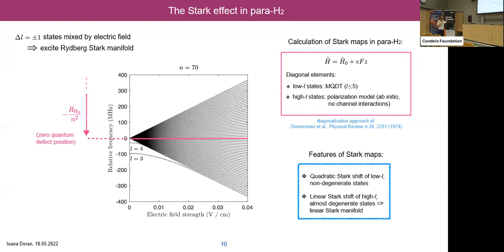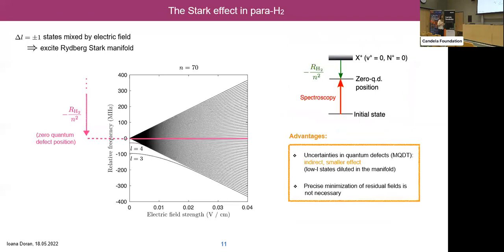For low L states with L smaller or equal to 5, we use MQDT. And for states with high L, we use values given by the polarization model. This does not include any channel interactions. And so what are the advantages of this method?